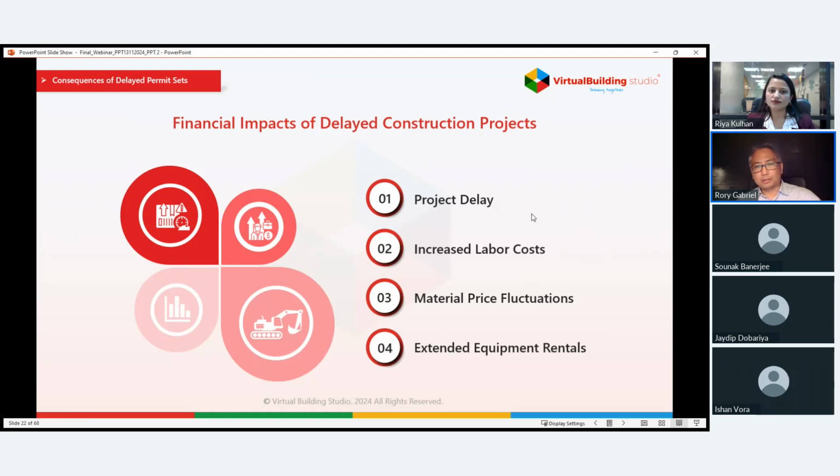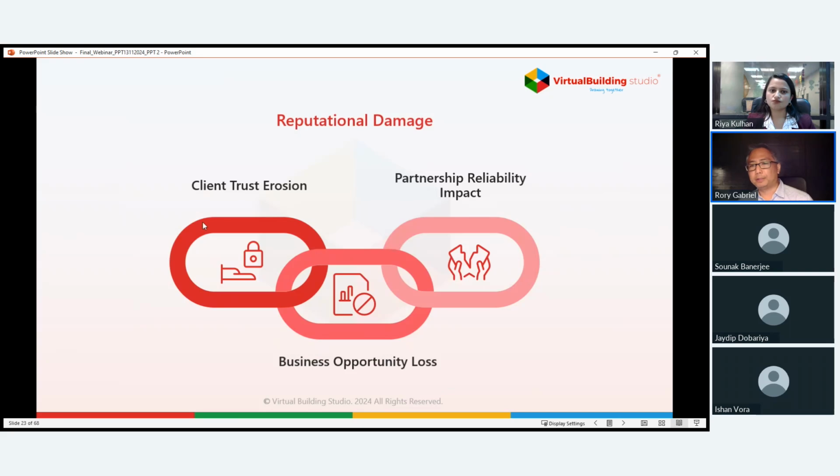Now, let's talk about something less tangible, but just as important: reputation. In our industry, reputation is everything. It takes years to build, but only 1 or 2 bad projects to lose it, and delayed permit sets can seriously hurt your track record in several ways.